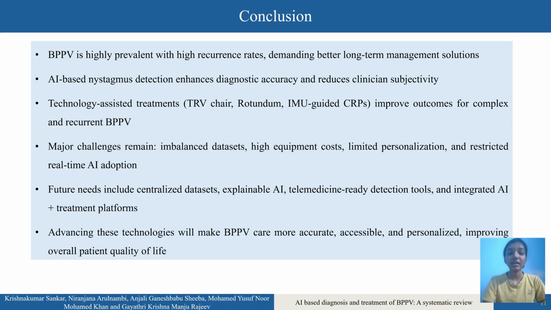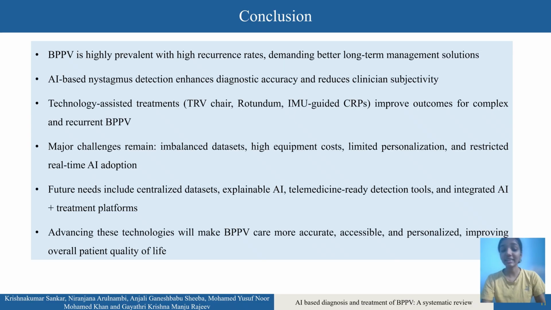Conclusion. In conclusion, BPPV remains a common disorder with significant recurrence, making improved diagnosis and treatment essential. AI-based systems can reduce clinical subjectivity while technology-assisted treatment offers higher precision, especially for complex cases. Still, the major challenges such as dataset limitation, high cost, and slow adoption must be addressed.